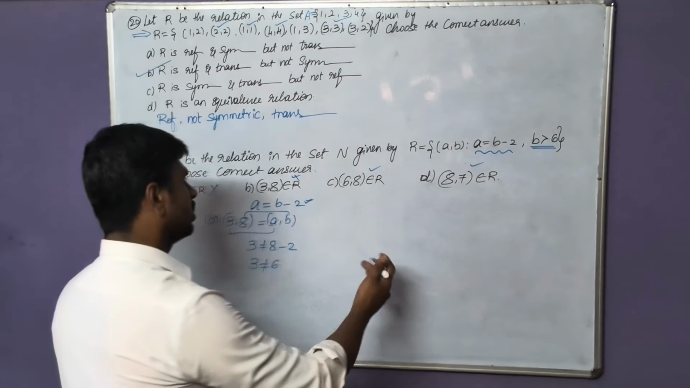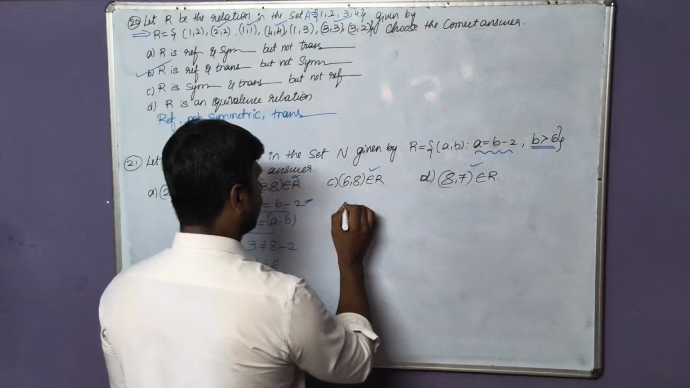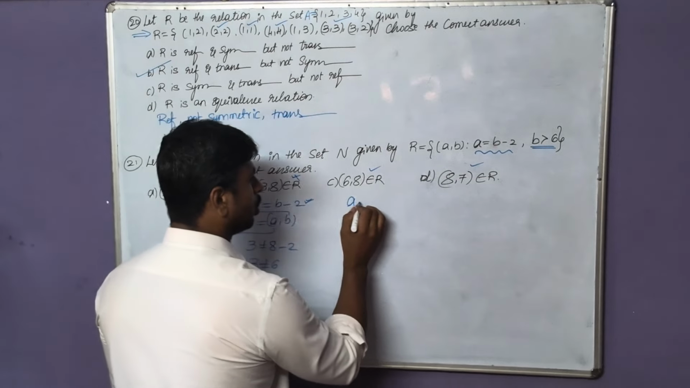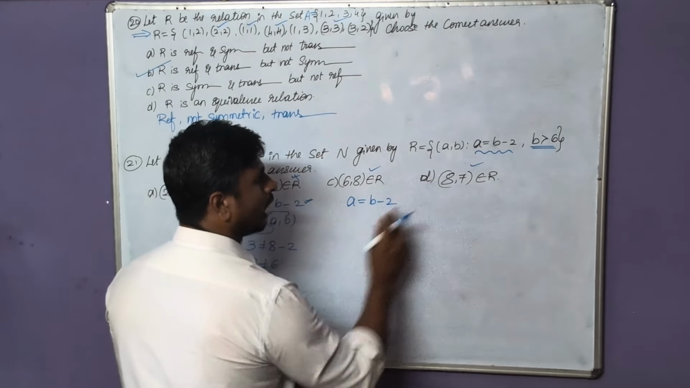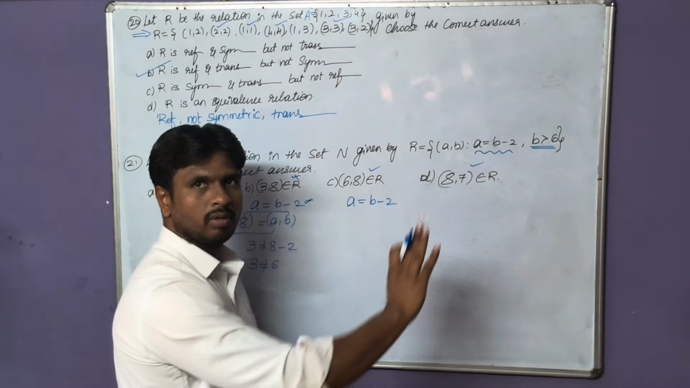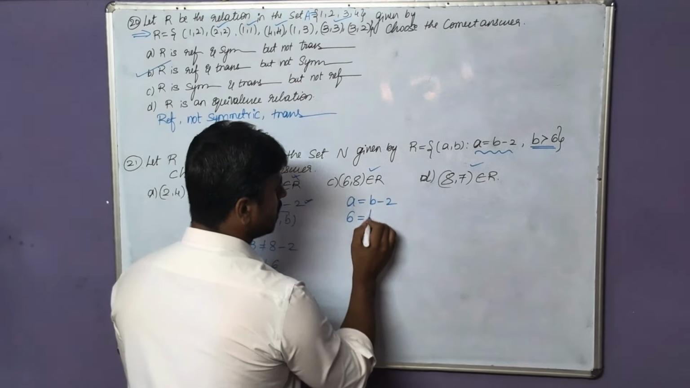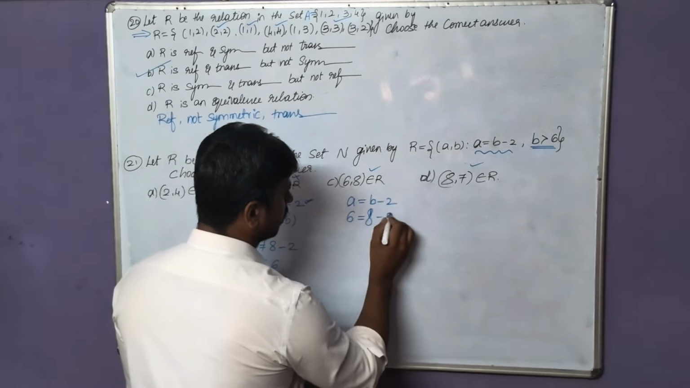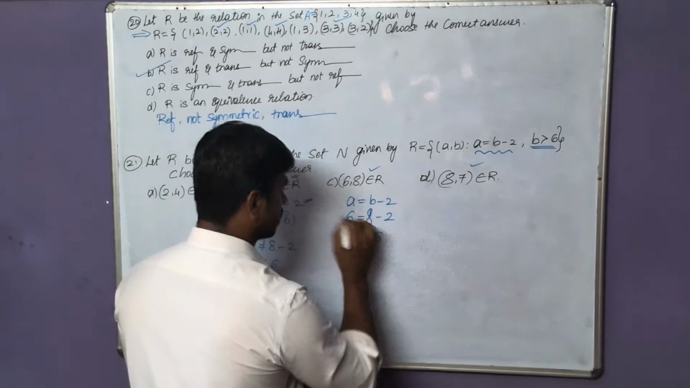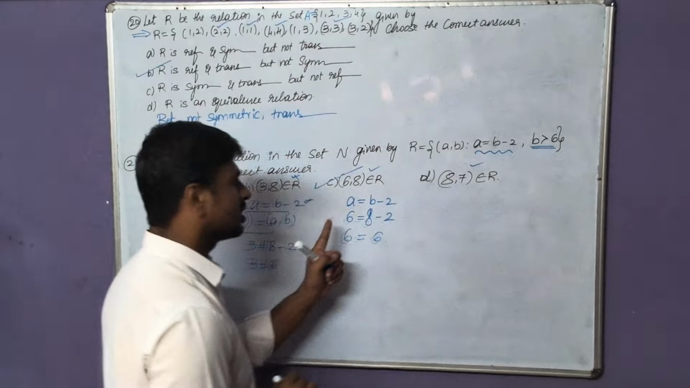Move to the third option. What is the third option? (6, 8) is given. Again we use the same condition: A must be equal to B minus 2 and the B value is greater than 6. In the beginning we have checked it. So I will substitute the value of A as 6 and B as 8. 8 minus 2, yes, we are getting 6 is equal to 6. That means this is the right answer. Option C is the right answer.